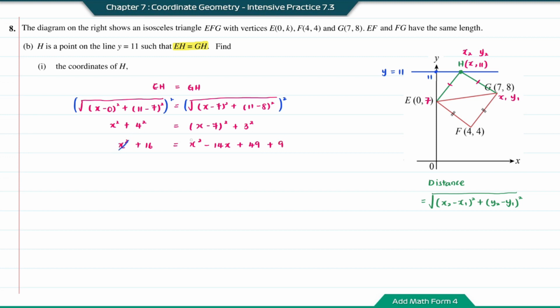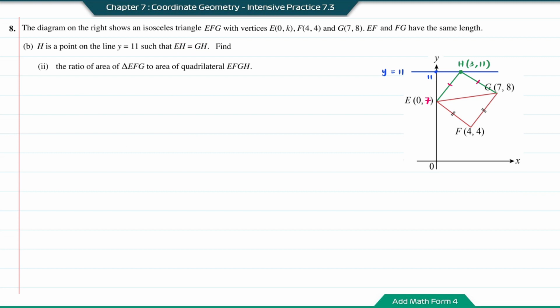Here we can just cancel the x squared on both sides. As you move the x squared to the left hand side, it will be x squared minus x squared, which is equal to 0. Next, I'm going to move the negative 14x to the left hand side and the 16 to the right hand side. So we get 14x equal to 49 plus 9, which is 58, then minus 16. So 14x is equal to 42. Then x is equal to 42 divided by 14, which is equal to 3. Therefore, the coordinates of H will be (3, 11).